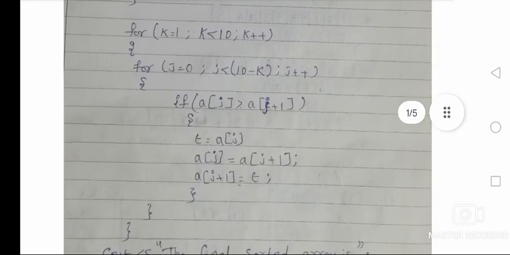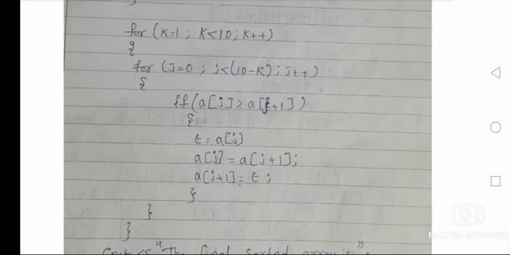Next, here our main logic will start. For k is equal to 1, k less than 10, k plus plus. So how many times we are repeating the array, for that calculation k is equal to 1, and inside the array for index we are using j, integer j. Forget about j here. j is small letter. You have to write j same in all places.